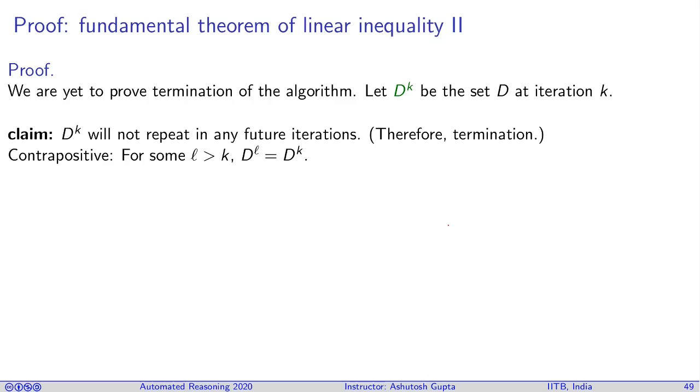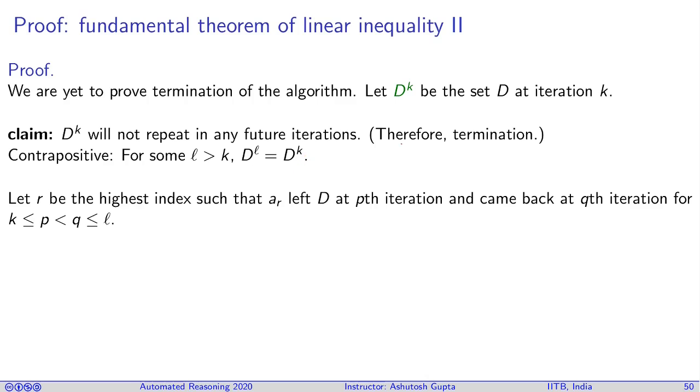How do we prove that? Okay. So let's suppose we assume the contrapositive. In the lth iteration there was a D, and the same D appeared again at the kth iteration. Okay. And l is a later iteration than the kth iteration. Between this l to k iteration, there's some iteration where the highest index left D and came back. Okay. So what may have happened?